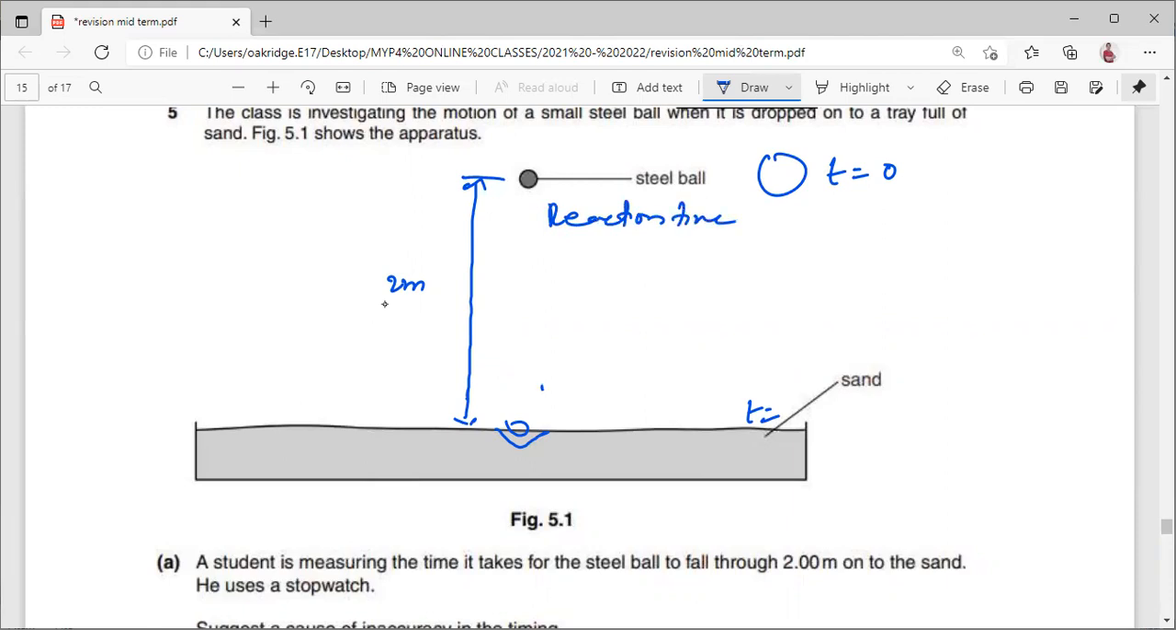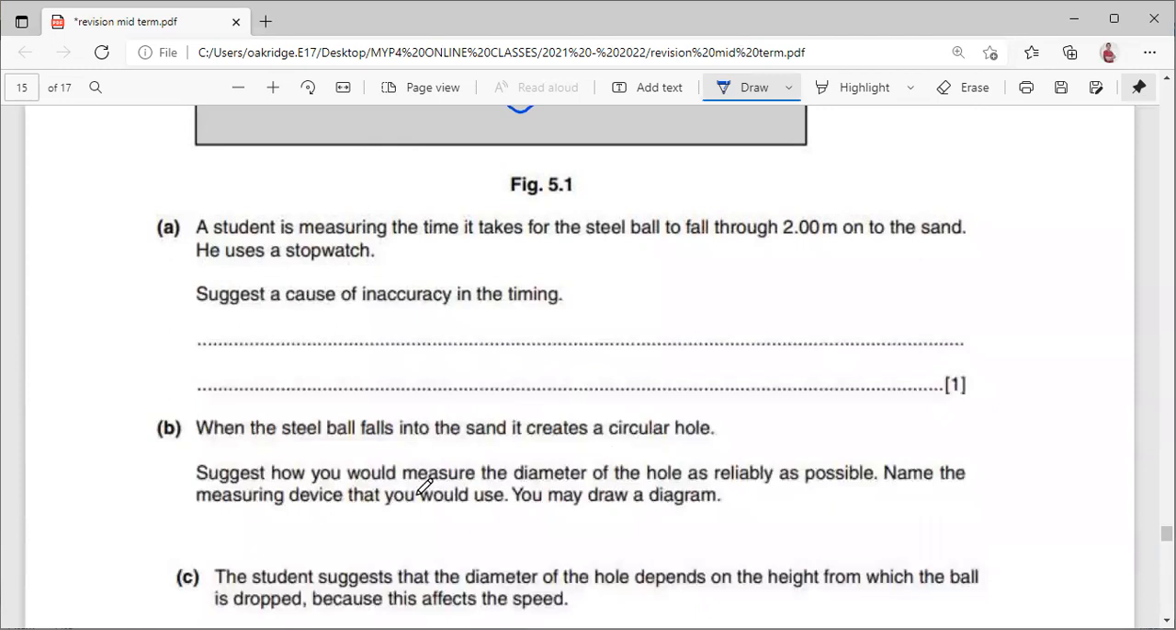You will have a reaction time here. You will also have a reaction time here, right? So therefore, reaction time could be one of the inaccuracies. Then when the ball, okay, let me write down reaction time.